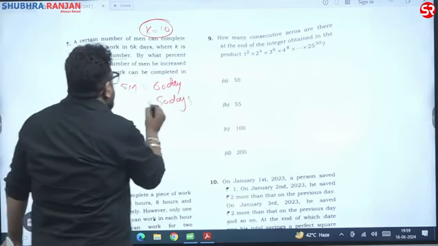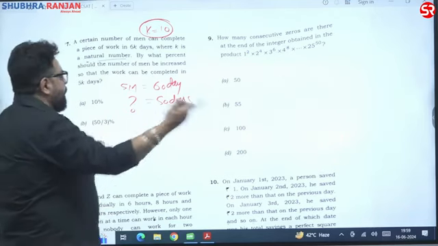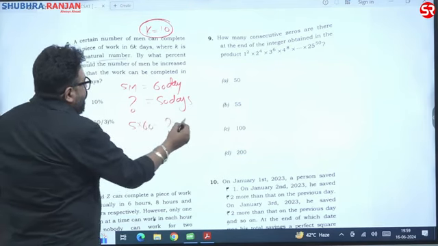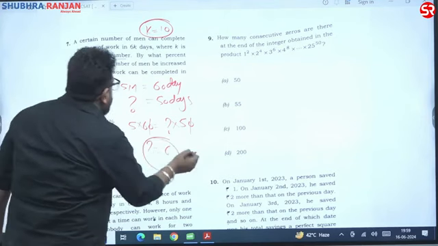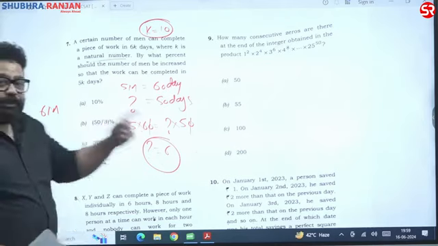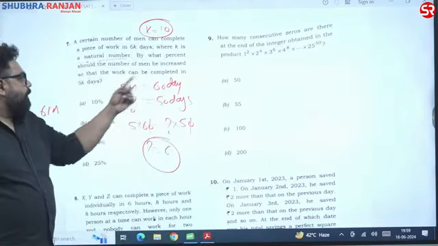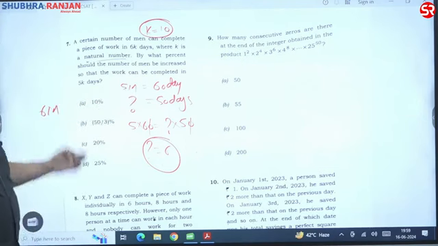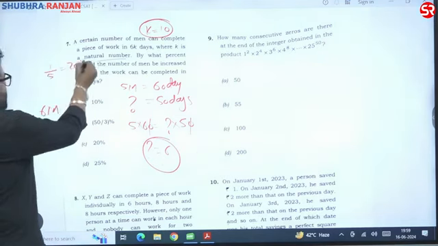So how many men are required is the question. So M1 into D1 is equal to M2 into D2 would give you 5 into 60 is equal to question mark into 50, right? And this cancels out. So the question mark value comes out to be 6. So now you require 6 men. If you require 6 men, now the question is beautiful. He says, by what percentage should the number of men be increased so that the work can be completed in 5K days? So now what is the increase? 1 man has increased. So what is the percentage increase? 1 upon 5, which is equal to 20%. Your answer is C.